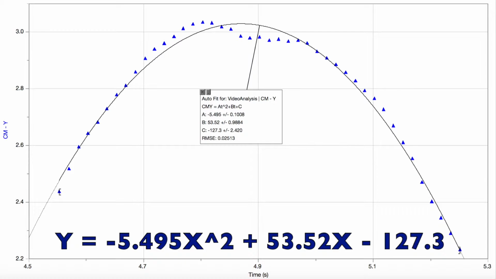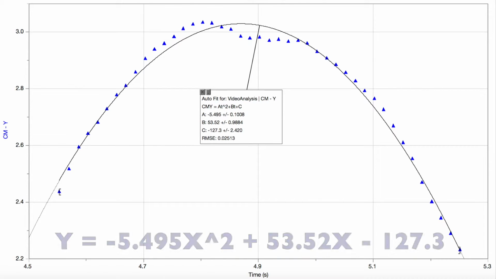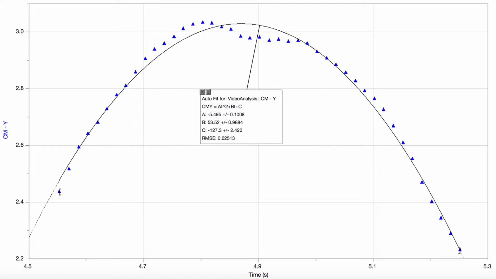The first coefficient indicates that Greg was accelerating downward at 10.98 meters per second squared, which is slightly higher than the conventional 9.8 due to an error explained later. The second two coefficients are not physically relevant because he did not jump at time equals 0.